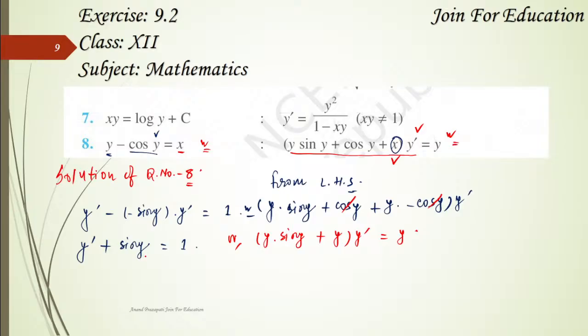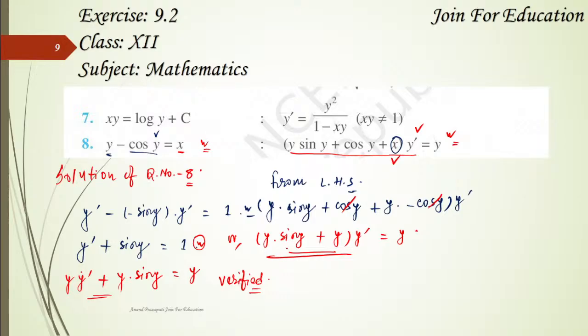So let's see here, multiplying both sides by y here. So y into y dash plus y into sin y equal to, here will be y. So if we put a balance here and here, both are the same. So when we multiply this one, then this is verified. Hope that there is no problem to understand the solution of this one.